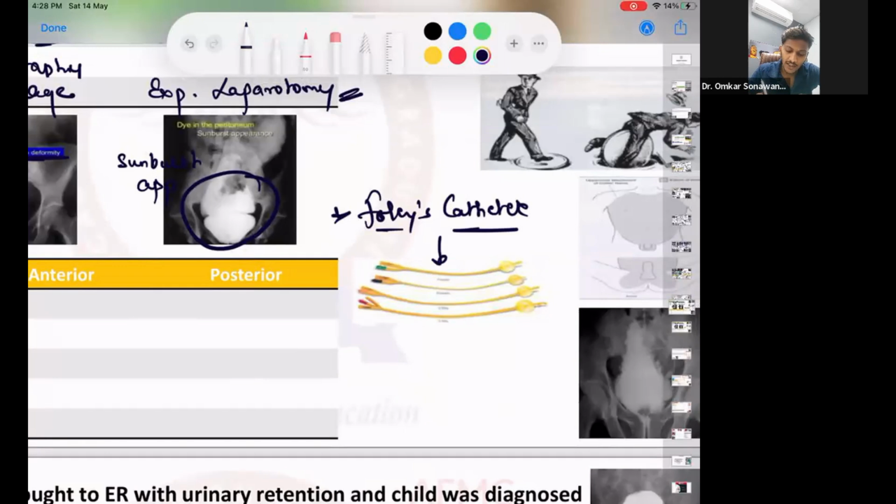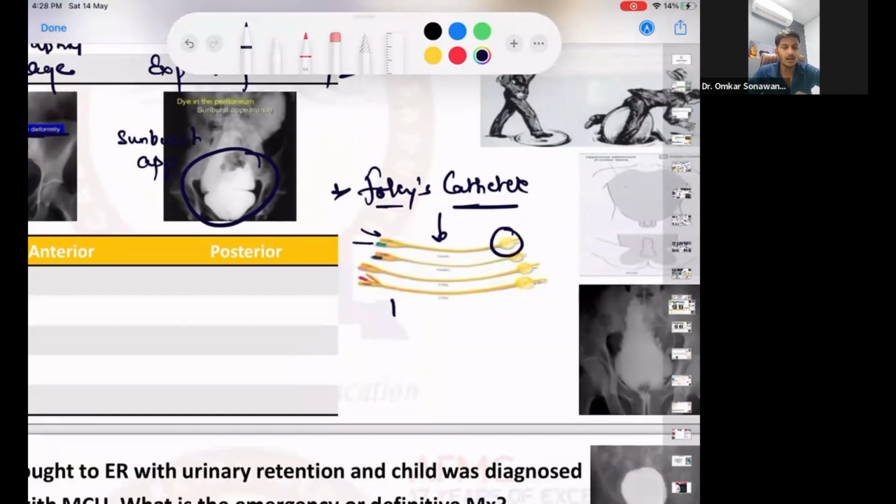It can be 14 French, 16 French. So these are the French sizes, depending on the urethral size. Usually for males we use the 16 French Foley's, that is orange color. For girls we use the green colored Foley's, that is usually 14 French. So 16 French for males, 14 French for females. Okay, no issues with this.